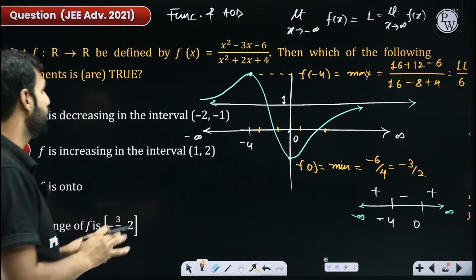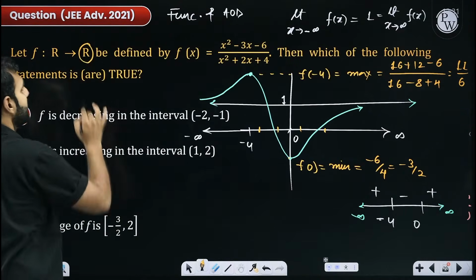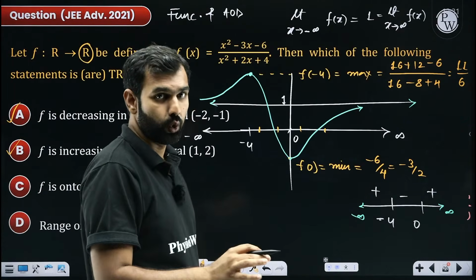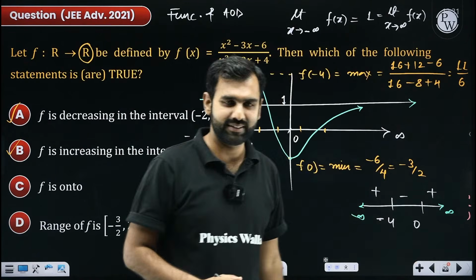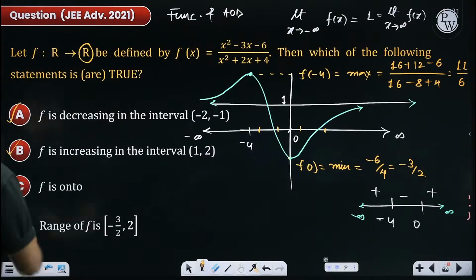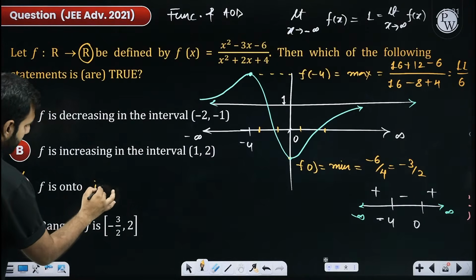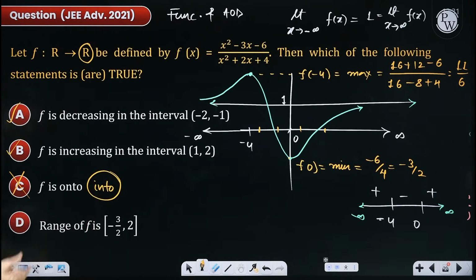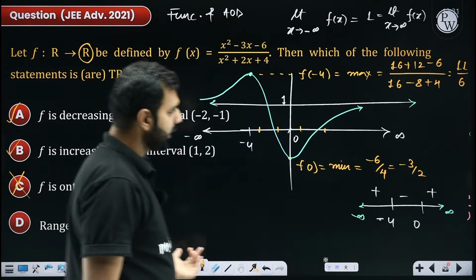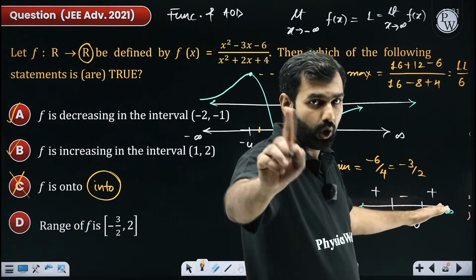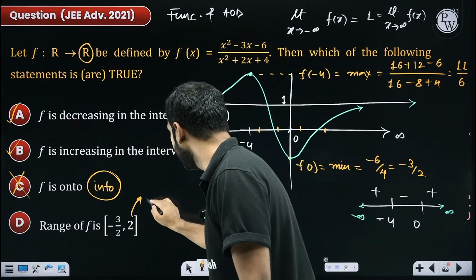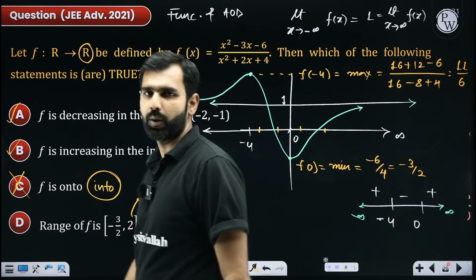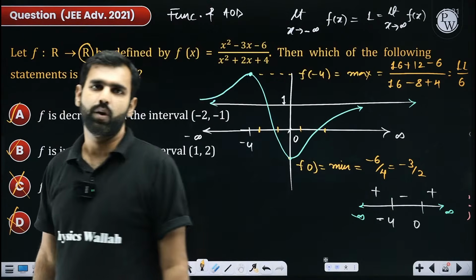Is f onto? No, it is not. Its codomain is R, but its range is from minus 3 by 2 to 11 by 6. So option C is absolutely wrong. F is not onto, it is rather into. What about option D, the range? The range is minus 3 by 2 to, not 2, it is 11 by 6. So instead of this 2, had it been 11 by 6, option D would also be correct. So option A and option B.